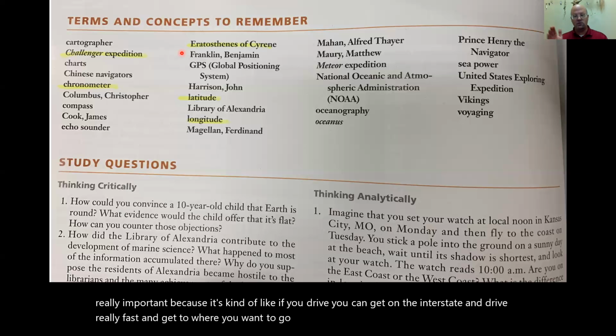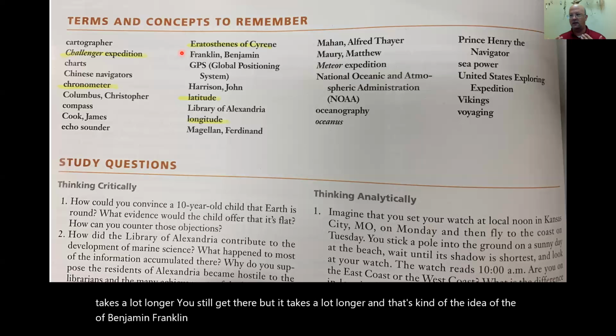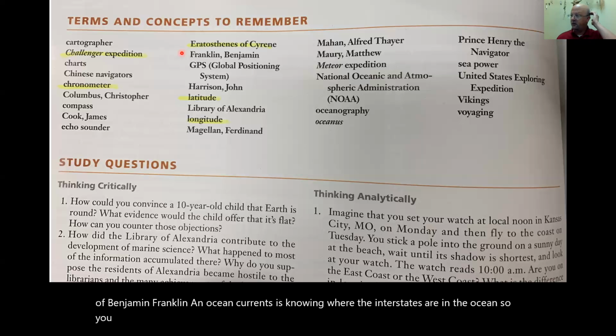Or you can take little side roads and it takes a lot longer. You still get there, but it takes a lot longer. And that's kind of the idea of Benjamin Franklin and ocean currents, is knowing where the interstates are in the ocean so you can move things quickly.